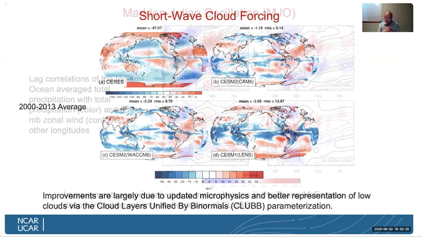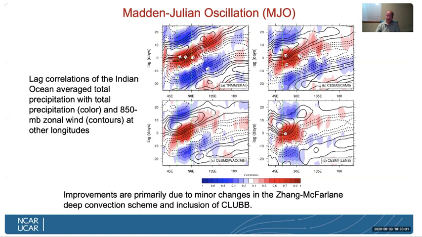Another improvement occurred in the representation of the Madden-Julian oscillation. Again, I'm using the same format in these plots. This is the reanalysis estimate, and the others are showing CESM2 with CAM6. This is with WACCM6, and this is CESM1, the older version of the model.